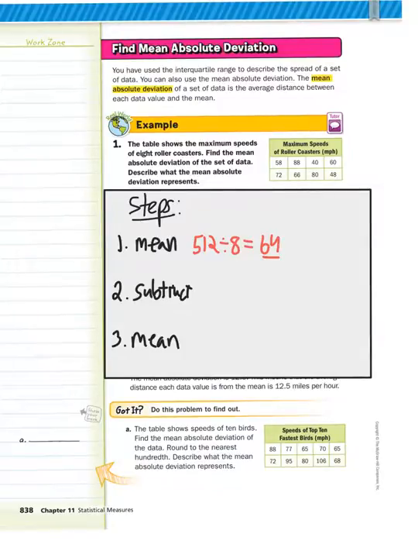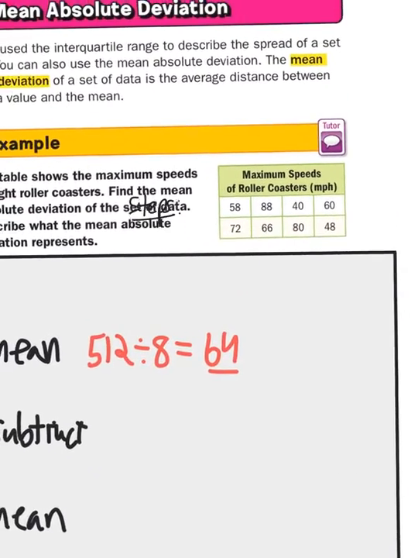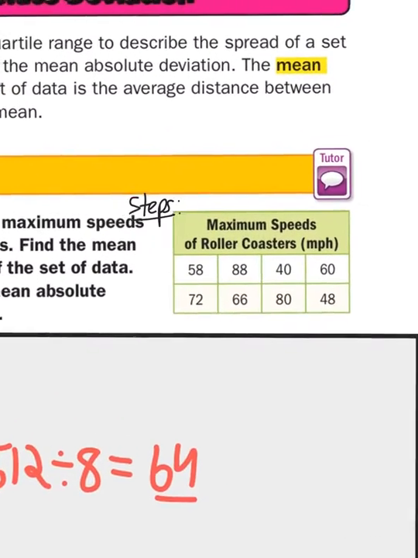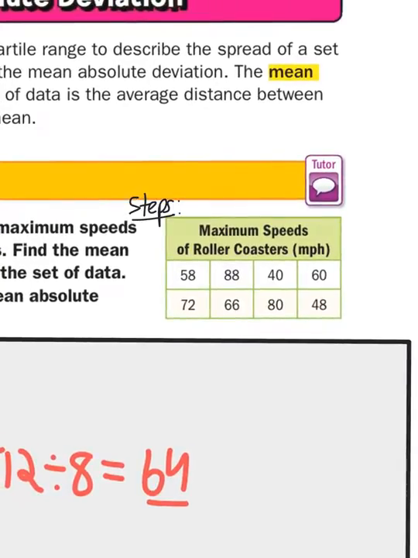Step two is you subtract each number from the mean. So each number we have to subtract with the 64, and you can use a calculator. So let me zoom in here, and I'm going to subtract each number with 64, and I'm going to write it in the space there. So 64 minus 58 is 6. 88 minus 64 is 24. 64 minus 40 is 24. 64 minus 60 is 4.